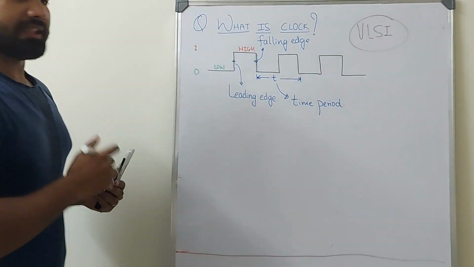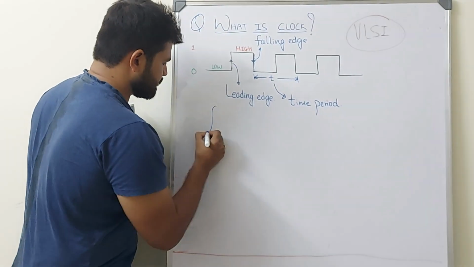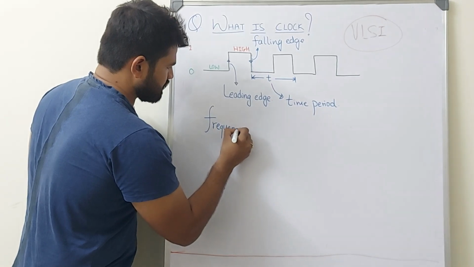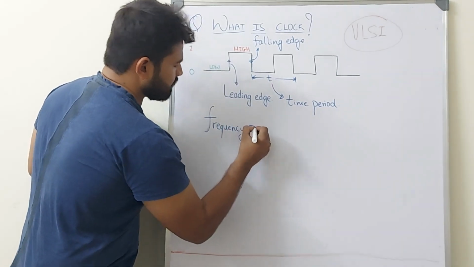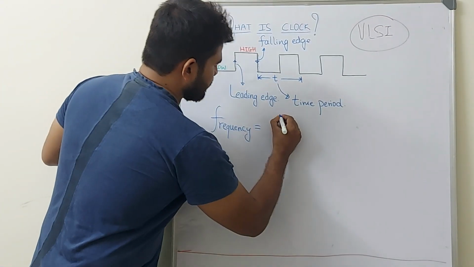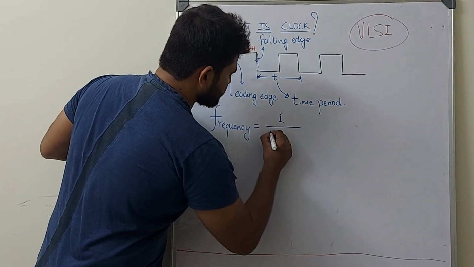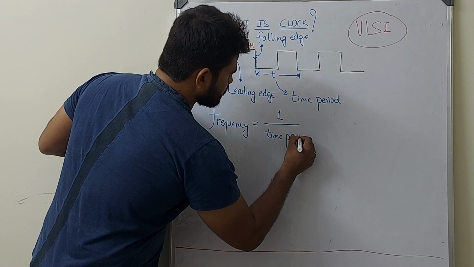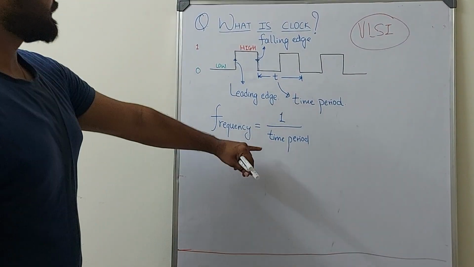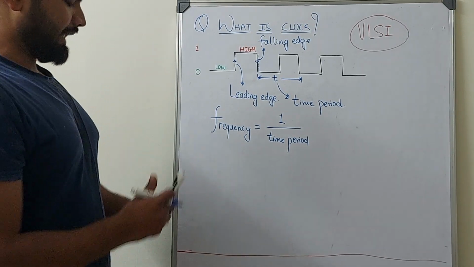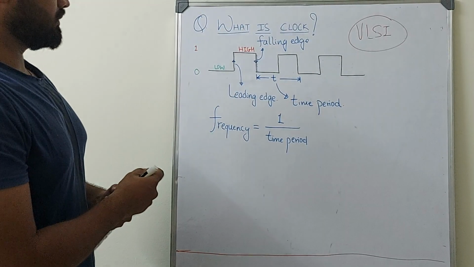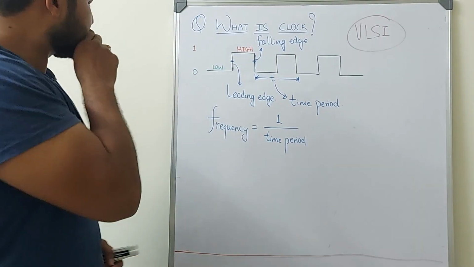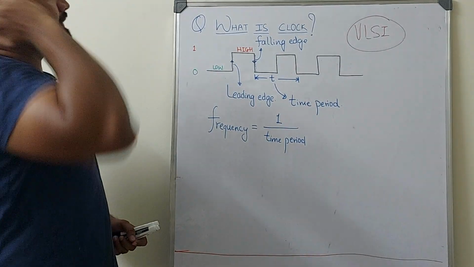Now what is frequency? There is one more term, frequency. Frequency of the clock is nothing but 1 upon the time period. Okay, 1 upon time period. Whatever the unit of time period may be, the unit of frequency will be the inverse.